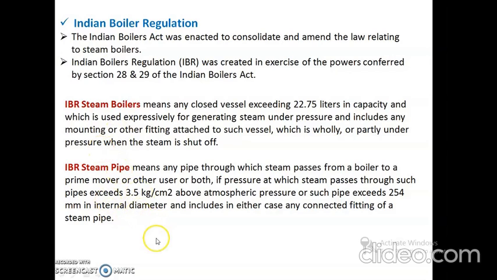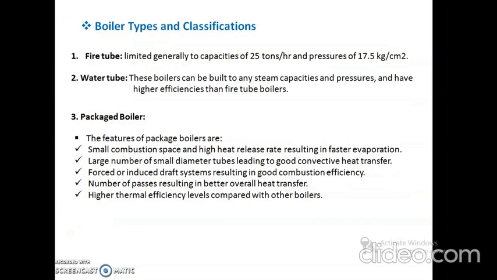The IBR definition for a steam pipe I have also mentioned, which tells us that it is nothing but a pipe through which steam passes from a boiler to a prime mover or any other use, if the pressure at which steam passes through such a pipe exceeds 3.5 kg per centimeter square, so approximately 3.5 bar above atmospheric pressure, or such pipe exceeds 254 mm in internal diameter, and includes any connected fittings of a steam pipe. So this is the IBR steam pipe.